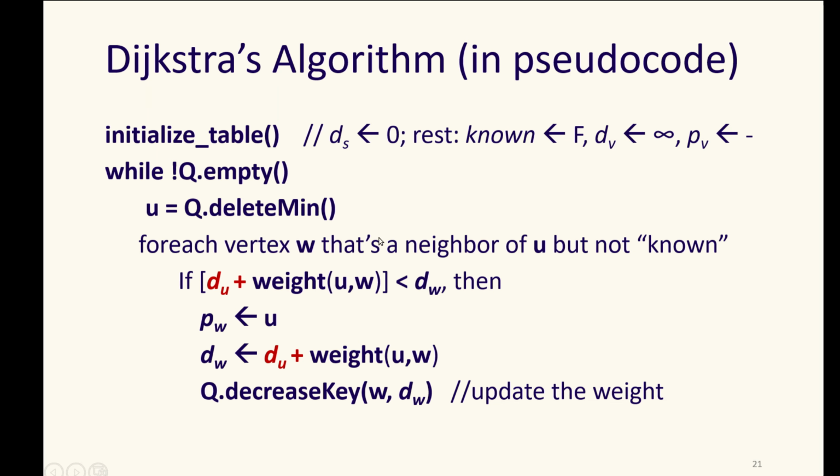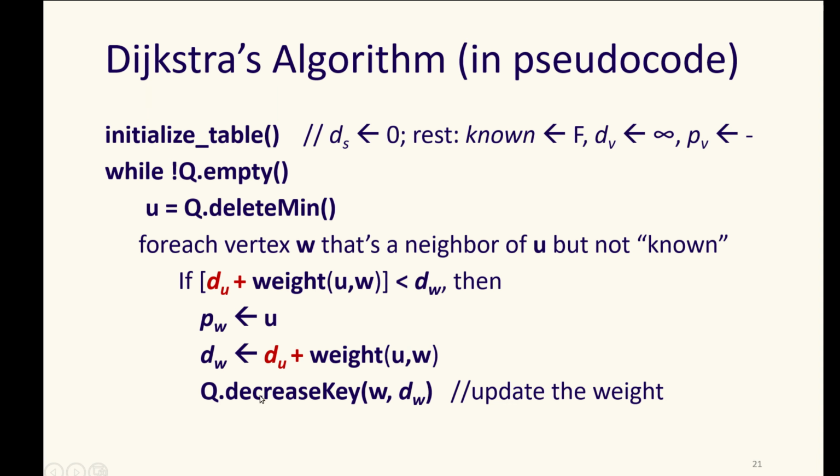every vertex that's a neighbor of that vertex U that we pulled off of the priority queue and is not already known, evaluated fully, then we look and we see if the distance to U plus the direct distance, the weight to get to that node, is less than the current recorded distance for that node, then we update the node. We update its parent to be U instead of whatever it was before, and we update its distance to be the distance to U plus the distance to get from U to this new vertex W.